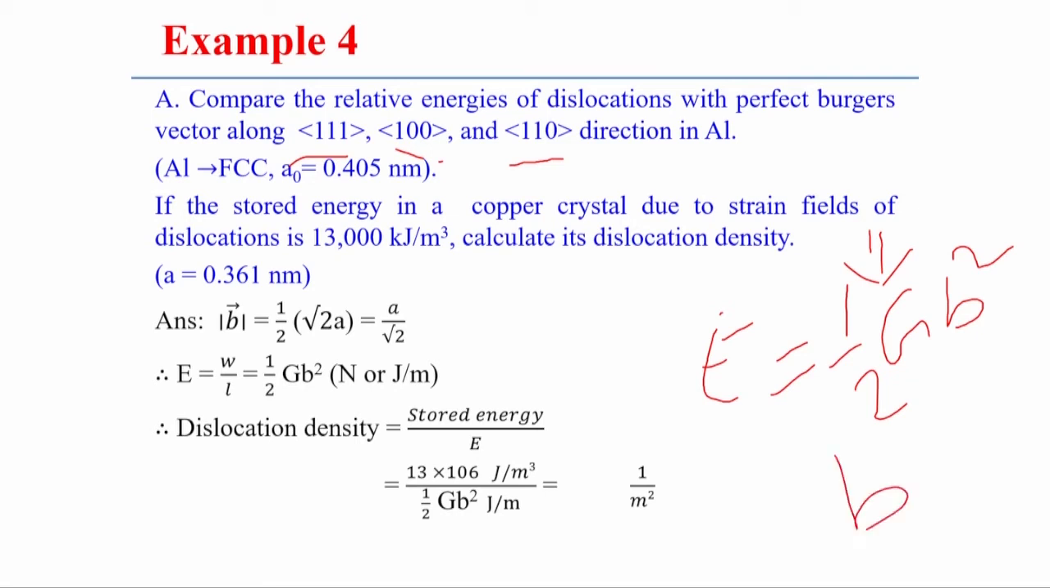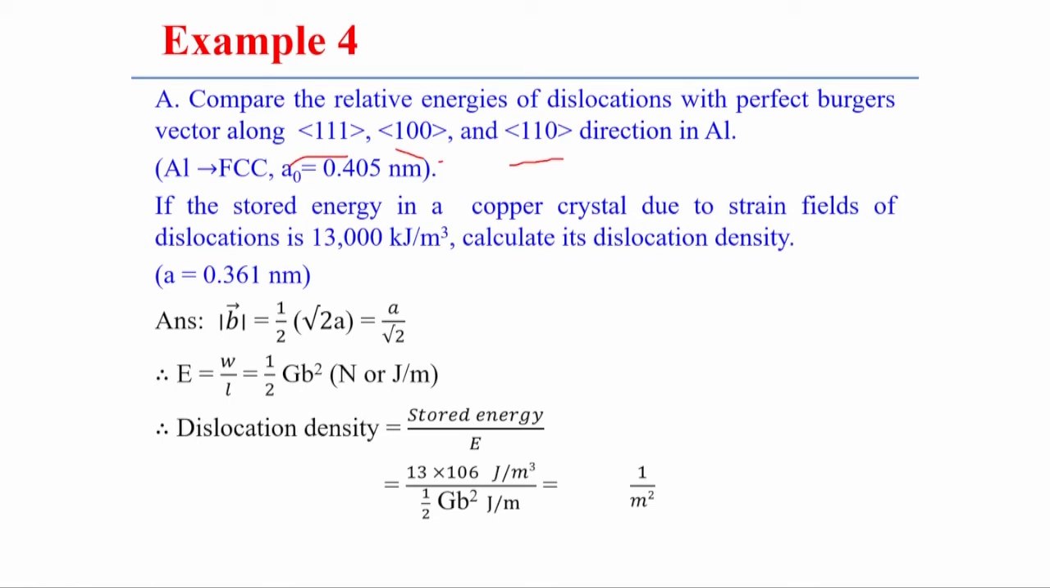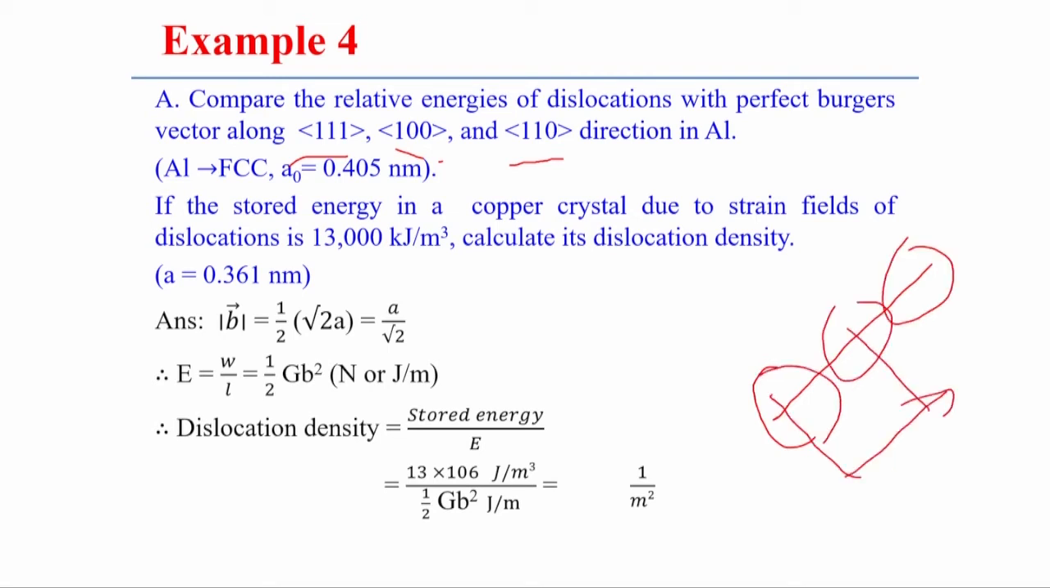And second is the Burgers vector, but we need to estimate the Burgers vector for aluminum. Aluminum has FCC crystal structure and the lattice parameter is also given. So the perfect Burgers vector in this case can be considered as the shortest repeat distance. That means along the face diagonal, half of the face diagonal is the shortest repeat distance, and it represents the Burgers vector. So that Burgers vector is basically root 2 a 0 by 2, half of that. This is the perfect Burgers vector, and a is given here.